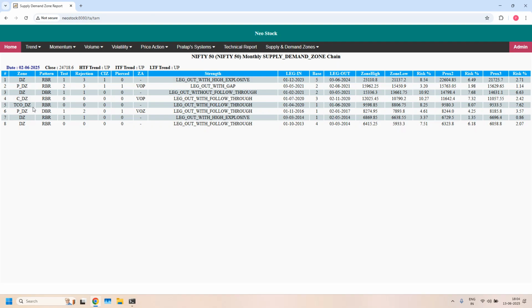Okay, this is Nifty monthly supply demand zone chain report. Always look into the zone column to find the high liquidity zones. Look into the pierced column to find the pierced zones, and also LTF trend to find the trend of the current time frame you have selected. Accordingly, you can look for ITF and HTF trends.